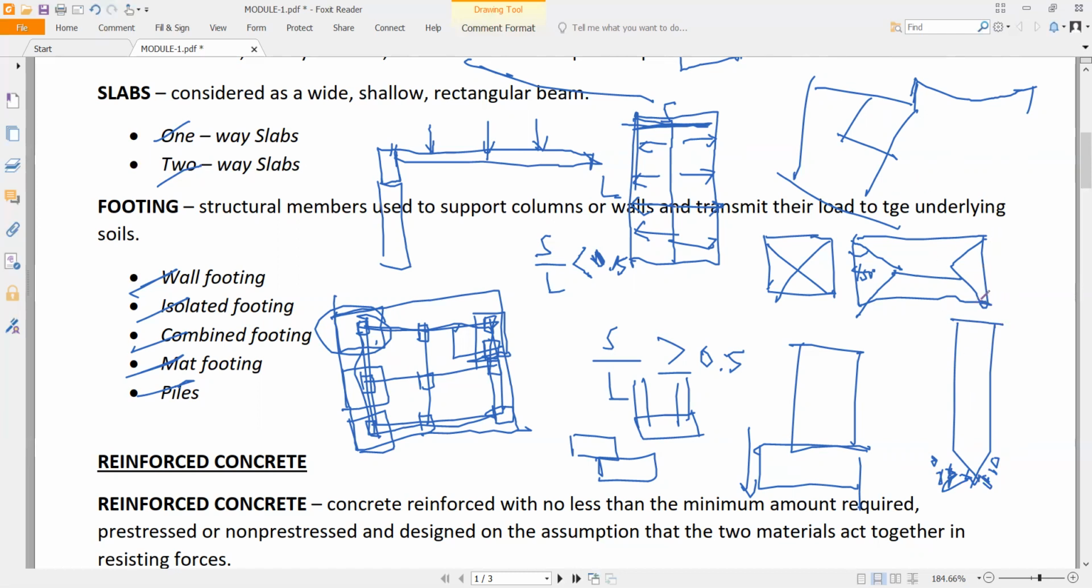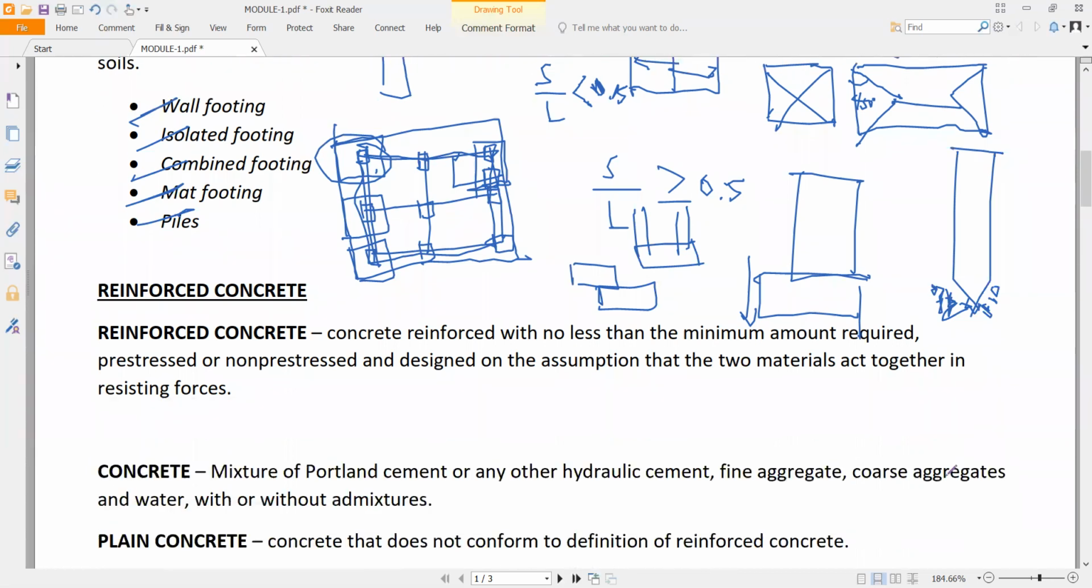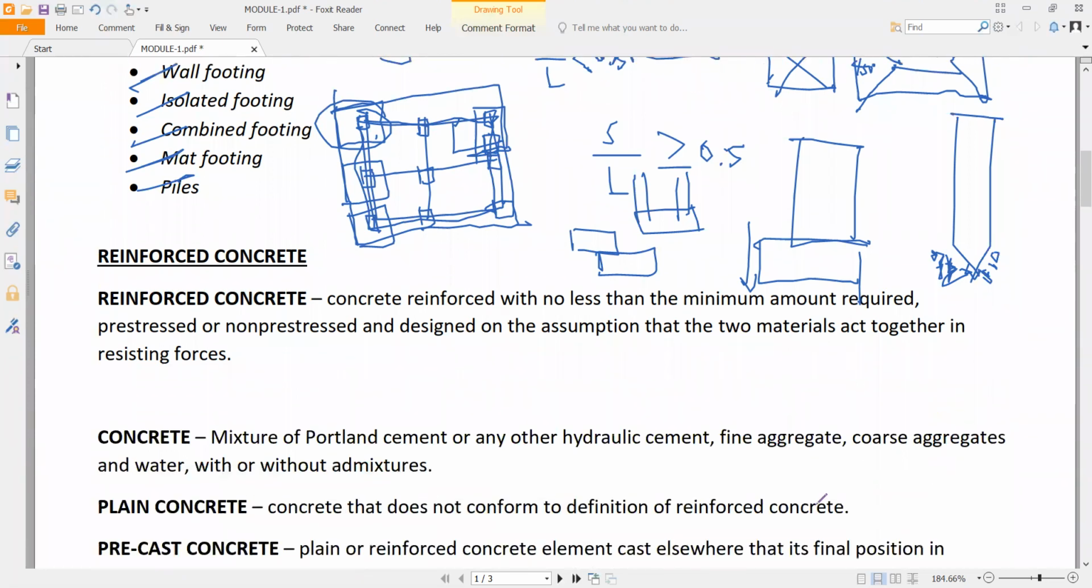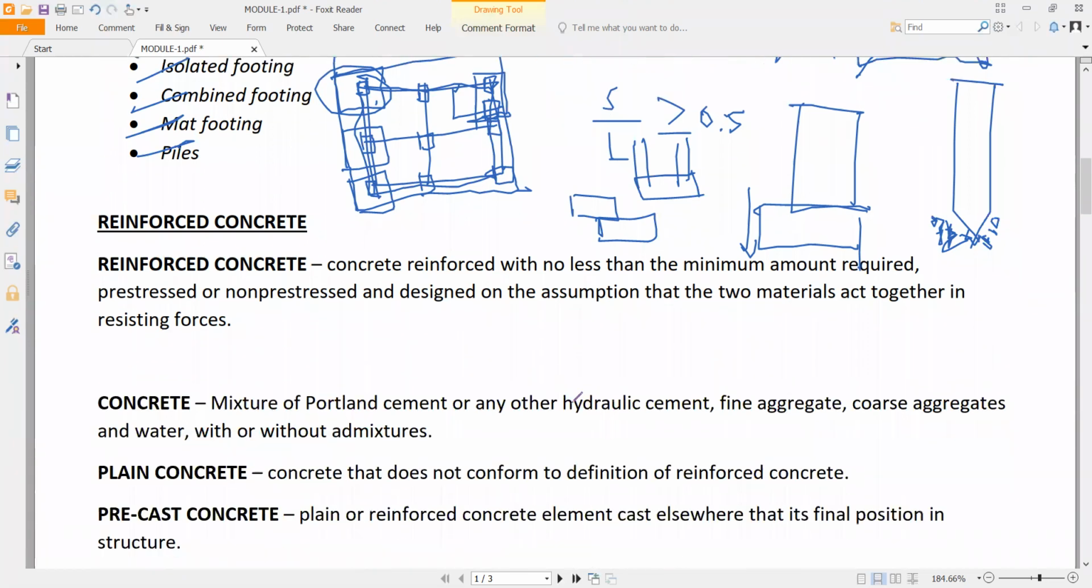Sa piling, tinutusok siya sa lupa. Kapag kaya pa siyang hugutin or malambot pa yung lupa, isasagad pa siya until maabot niya yung part na parang naka-incorporate na siya sa bedrock. Hindi na siya kayang kuhanin or hugutin pa. Okay, that is your piles. So these are some terminologies in reinforced concrete.